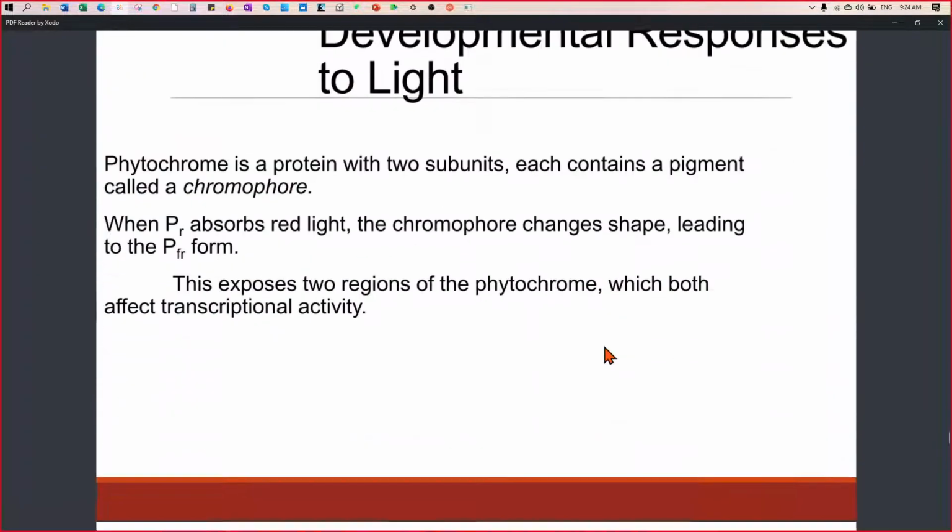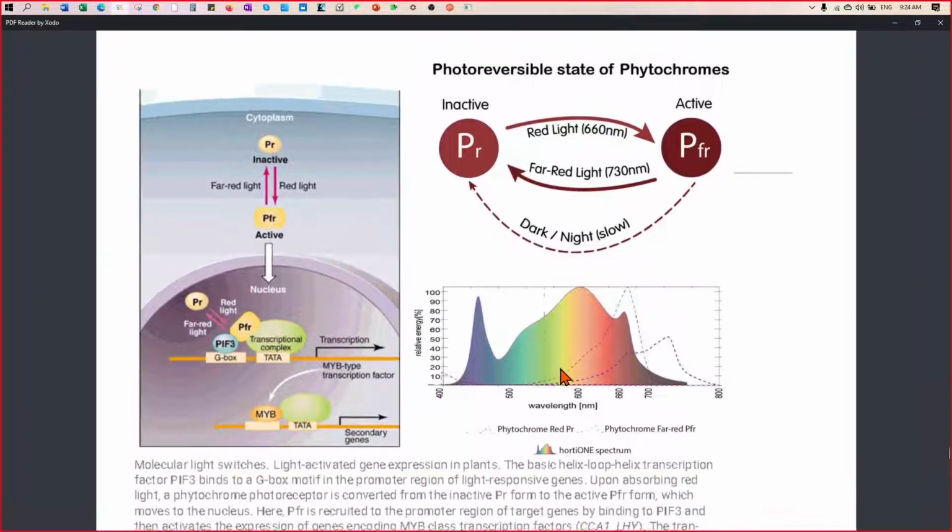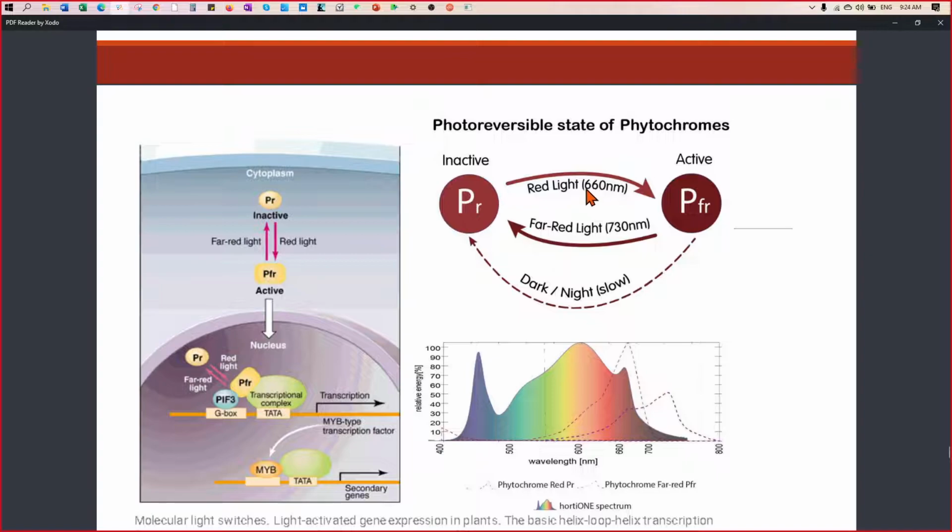How does it happen? I think I got a picture down here. Due to the red light present. When the red light is of slightly higher energy and shorter, 660 nanometer, your phytochrome will be activated. But the same phytochrome, when it receives red light of longer wavelength, 730, will deactivate. So this happens during the day, and this happens during the dark, or shade, or night.